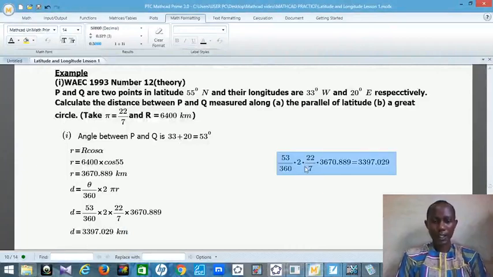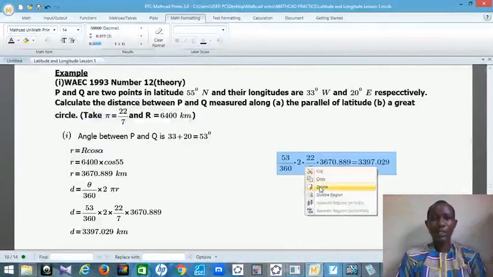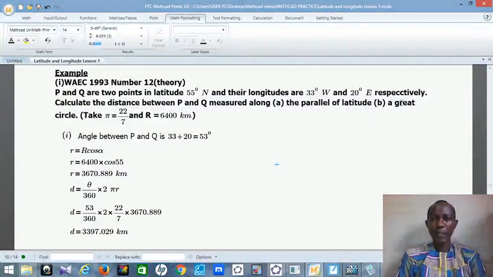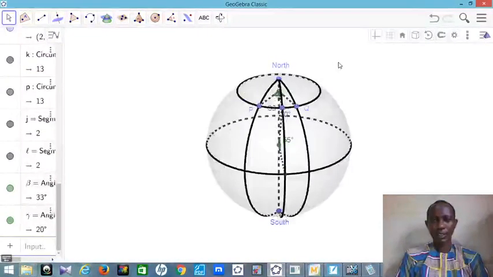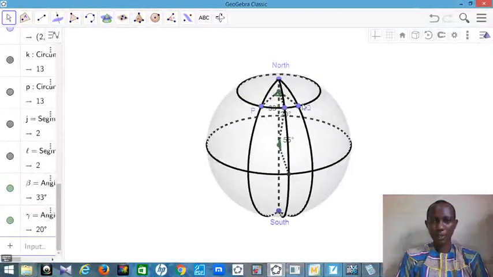Okay, now let's move to the other part. The other part says let's find the distance between P and Q measured along the great circle. So this is what I was telling you about. They can ask you to find the shortest route between 2 points. You can see these 2 points, point P and point Q. The one we just calculated is this distance P to Q. Sometimes they can ask you to find the distance along the great circle.